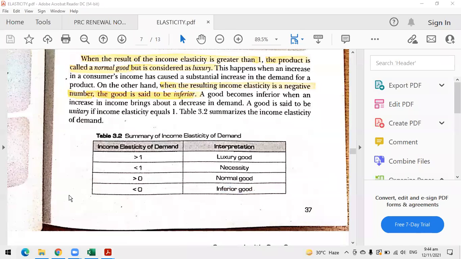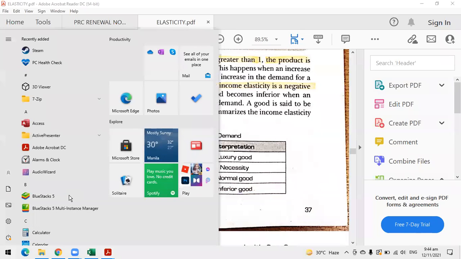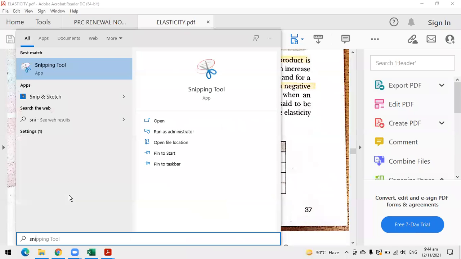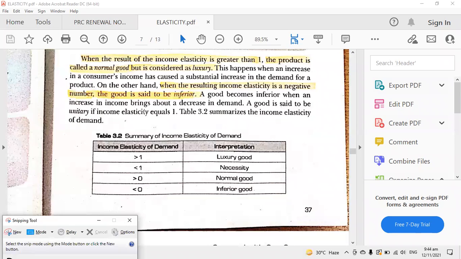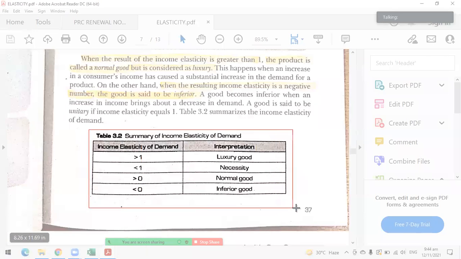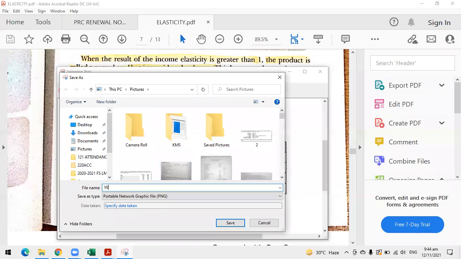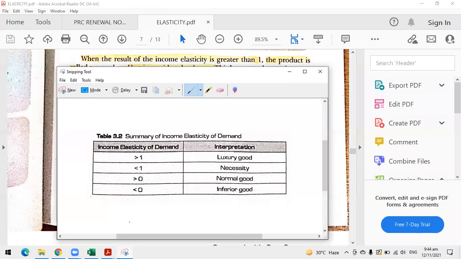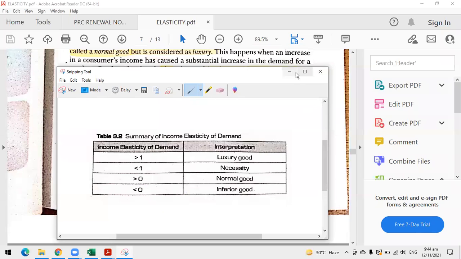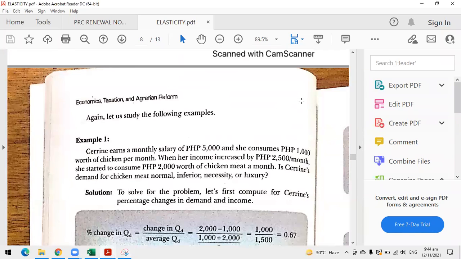So, try natin, para maalala na natin, copy na natin. So, let's have the snipping tool for it. So save natin. So this one is YED. YED, ibig sabihin, income elasticity of demand.